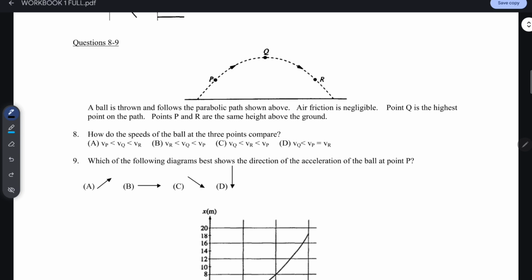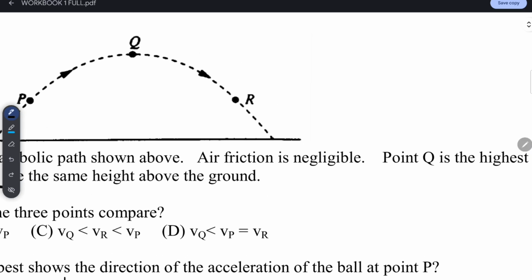Okay, and now this one is asking question number 8. How do the speeds of the ball at the 3 points compare? Well, we can see that it says points P and R are the same height, but okay. Something you guys have to know.